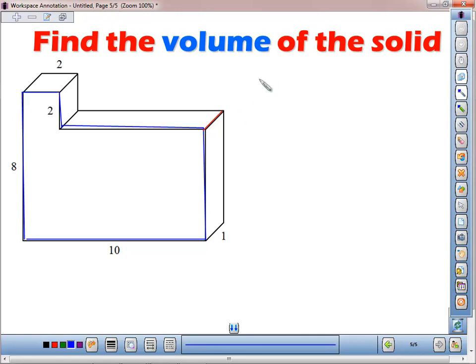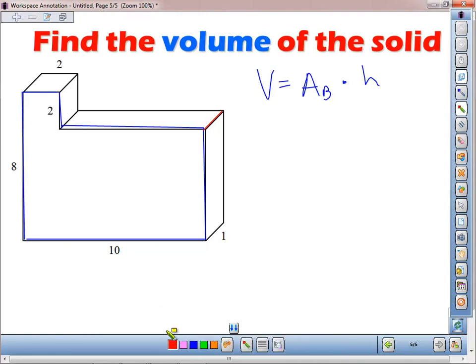Okay, so this is a prism, and we can still use our volume equals area of the base times the height, which is the distance between those 2 matching bases. That means we need to work on the area of this base. I'll remind you, when we have shapes like this, we want to cut them into 2 separate rectangles. So I am going to cut it into this rectangle right here, and this rectangle right here. Really this turned into an area problem until we multiply by the height.